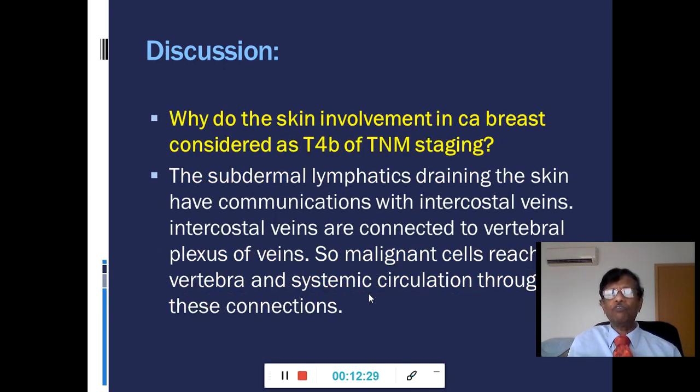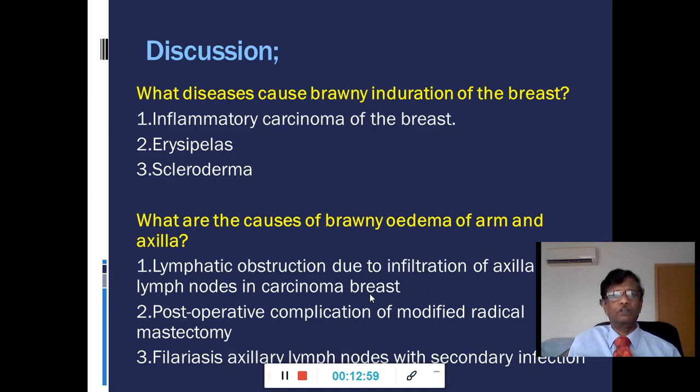Why is skin involvement in carcinoma breast considered as T4B of the TNM staging? I don't know. The subdermal lymphatics draining the skin have communications with the intercostal veins. Intercostal veins are connected to the vertebral plexus of veins. So malignant cells reach the vertebra and the systemic circulation through these connections. So that's why it is considered to be T4B advanced.